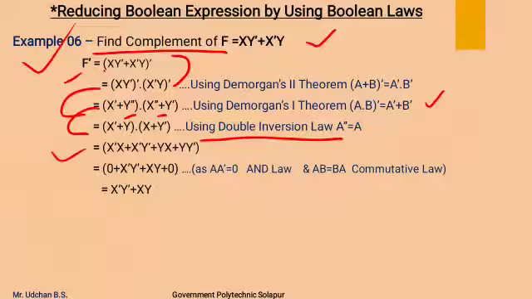Multiplying both the brackets, we get this equation: x bar x plus x bar y bar plus yx plus yy bar. Now we know a a bar gives you 0, so x bar x is replaced with 0 and y y bar is replaced with 0. This yx is rewritten as xy using commutative law. So we get the equation as 0 plus x complement y complement plus xy plus 0, which will finally result into x bar y bar plus xy.